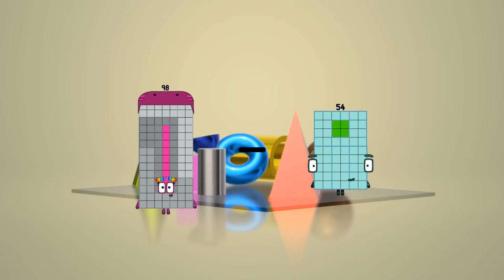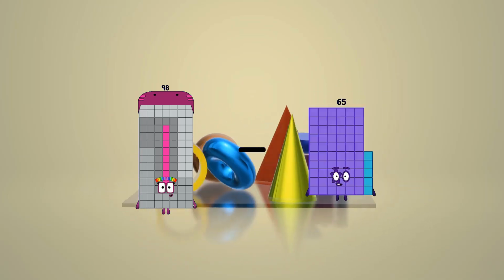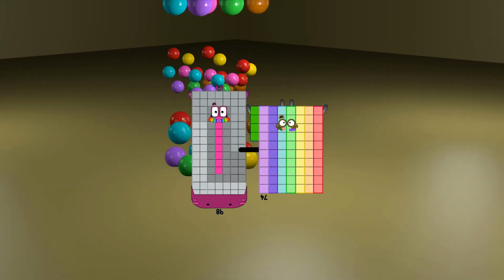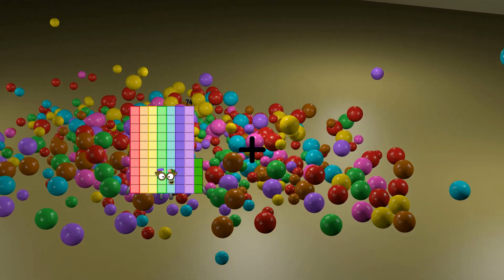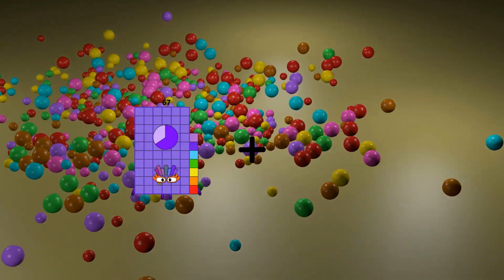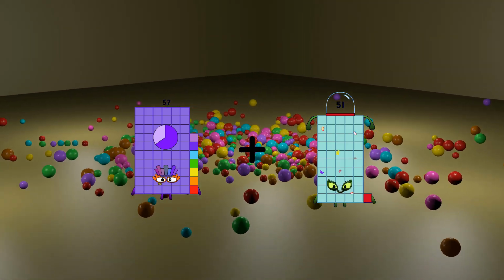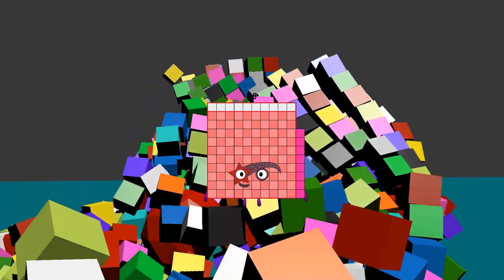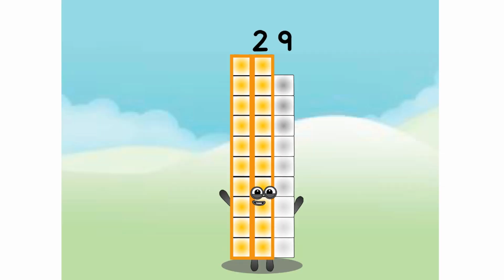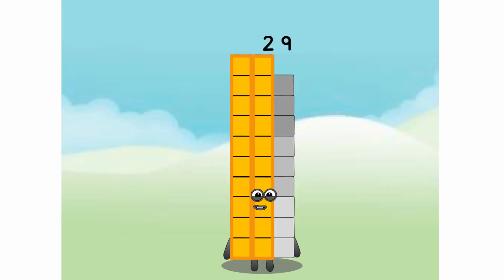98 minus 74 equals 24. 67 plus 51 equals 118.